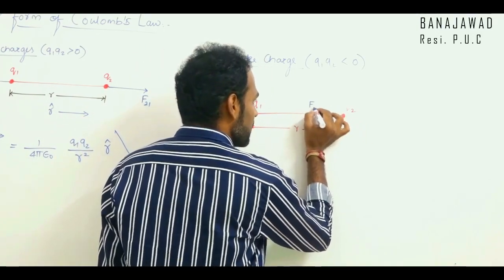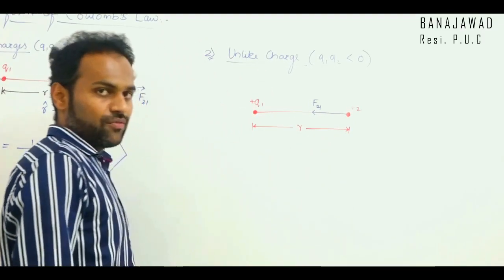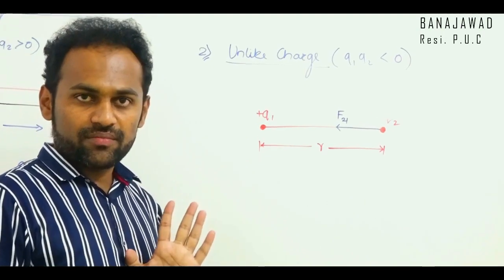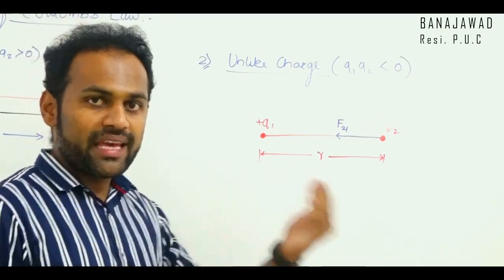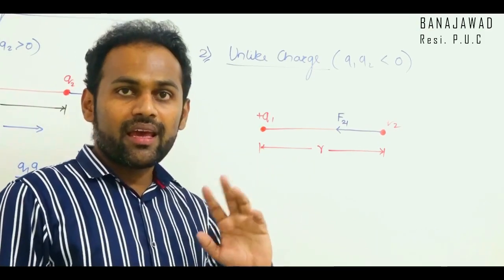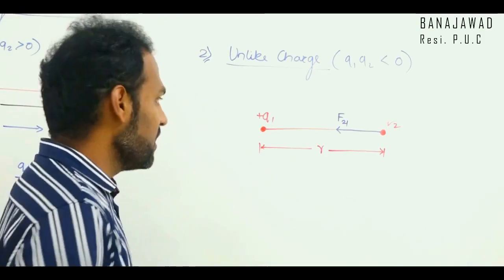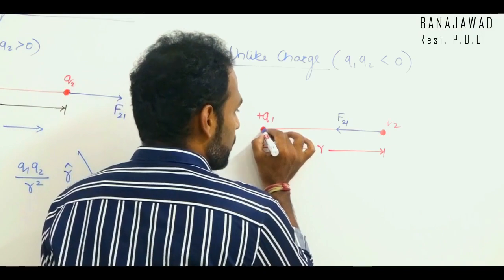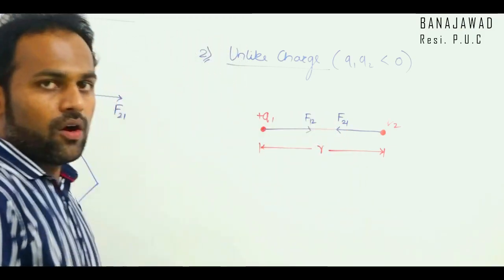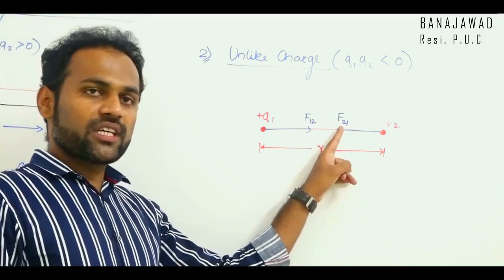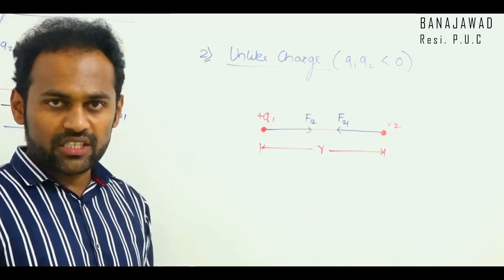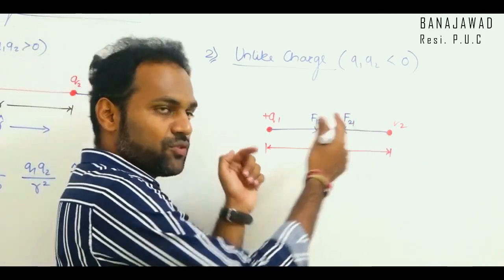I will name it as F21. F21 means it is force acting on second charge due to first charge. Similarly, there should be an equal and opposite force acting on Q1, because these forces will be in action and reaction pair. That's why the force acting on Q1 due to Q2 will be in this direction. I will name it as F12. F21 is the force acting on second charge due to first charge. F12 is the force acting on first charge due to the second charge. And here we are showing the forces in this way.